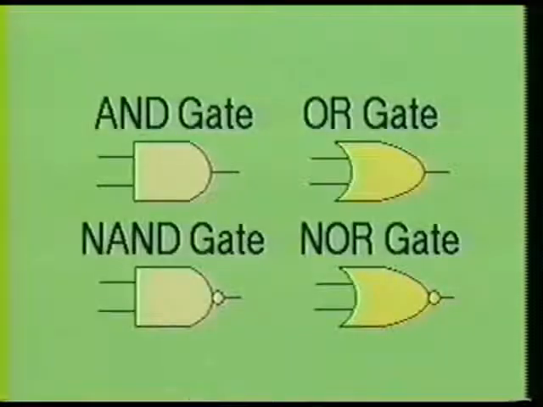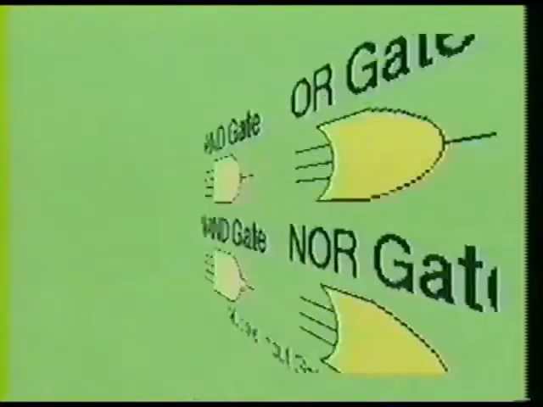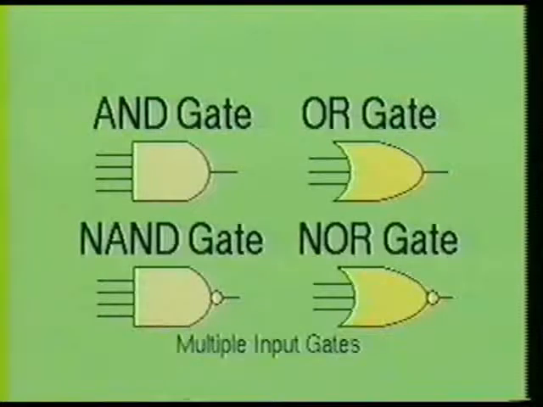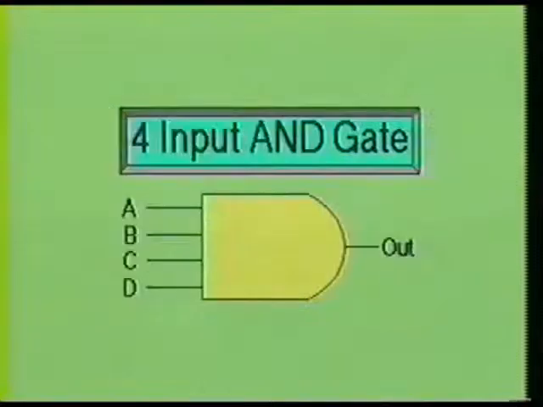Most of the gates shown to this point have had only two inputs and one output. In today's modern circuit, it is common to find gates with 3 or even 4 inputs each. Even though these gates have more inputs, their basic operation is the same as their 2 input counterparts, which we have just discussed. Let's examine the 4 input AND gate first and look at these similarities.